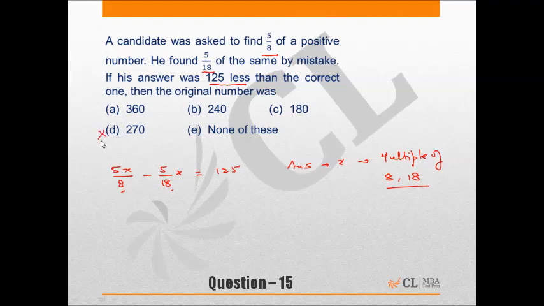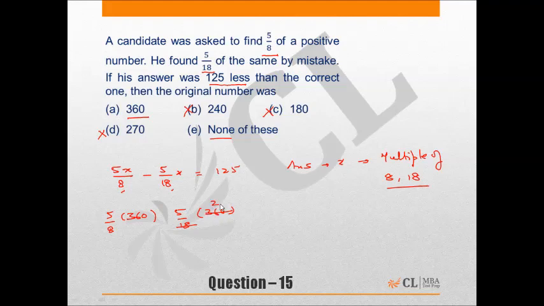This is not a multiple of 8. This is incorrect. 180 is again not a multiple of 8. 240 is not a multiple of 18, so that is also incorrect. So our answer in this particular question can either be 360 or none of these. Since you have eliminated 3 of the choices, let's check out what is 5/8 of 360 and 5/18 of 360 and check out the difference between the two. If it is equal to 125, that's the answer, otherwise none of these is the answer.